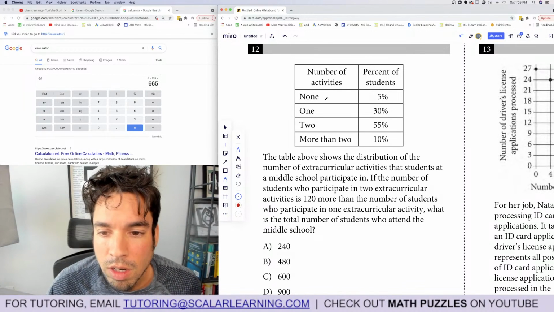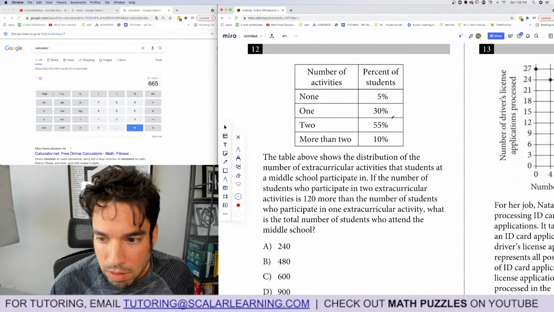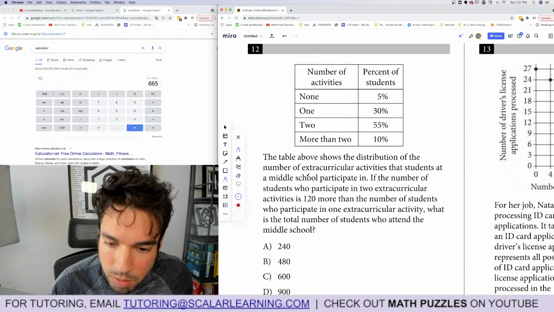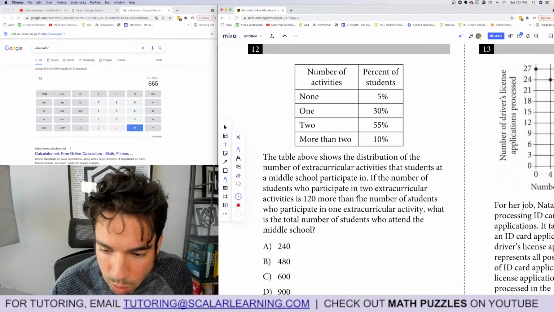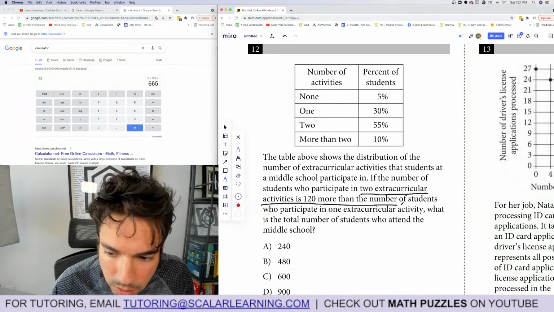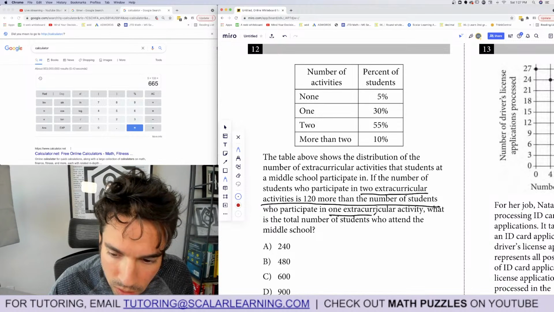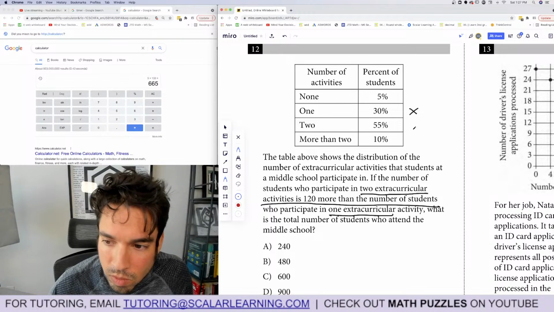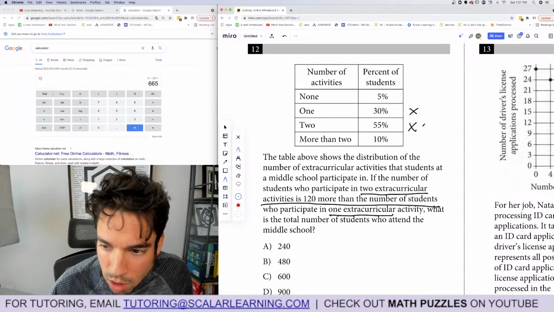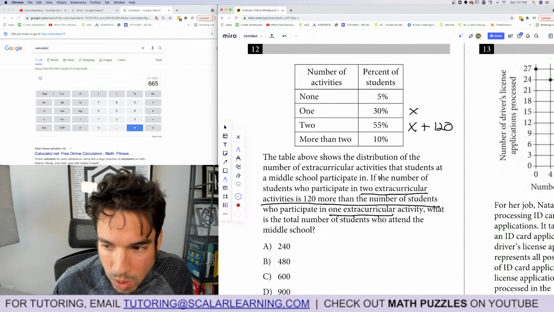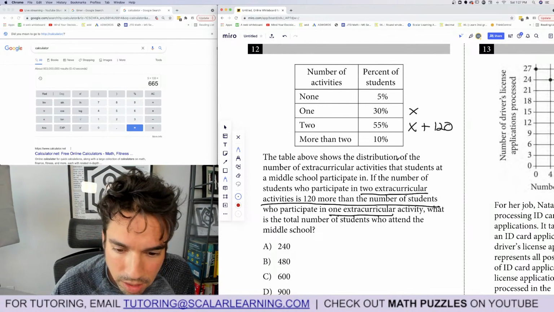Okay, let's look at this first. So 5% do nothing. 30% do 1. 55% do 2. More than 2, only 10%. The number of students who participate in 2 extracurricular activities is 120 more than the number of students who participate in 1. So 2 is 120 more than the number of students participating in 1. So if 1 is x, this is 120 plus x.